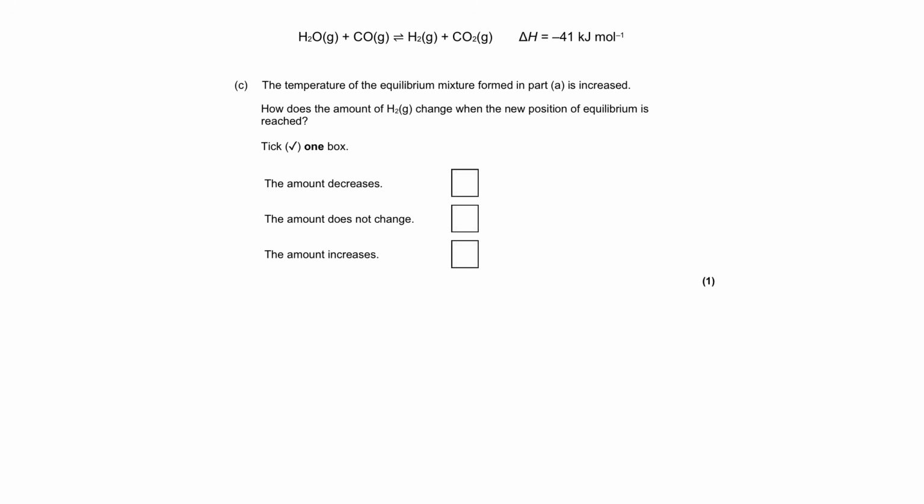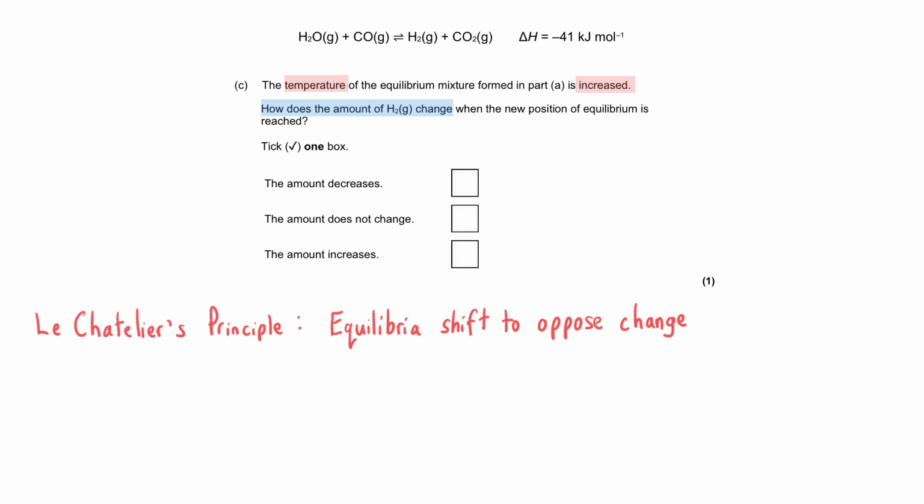The temperature of the equilibrium mixture formed in part A is increased. How does the amount of hydrogen gas change when the new position of equilibrium is reached? And we've got 3 options. But before we choose, we need to remind ourselves about Le Chatelier's principle, which is that equilibria will shift to oppose change.